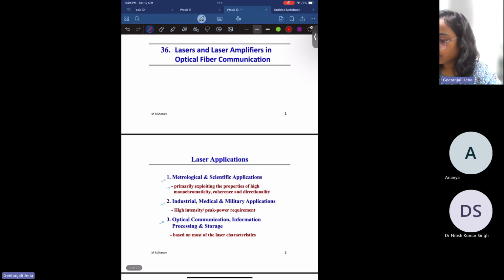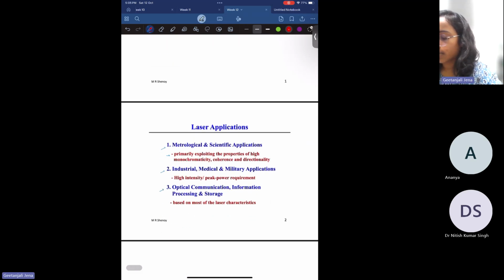So let us see one by one. The laser can be broadly applied in three fields. One is metrological and scientific application, where this application requires high monochromaticity, coherence, and directionality of the laser. So they exploit these properties for this application.